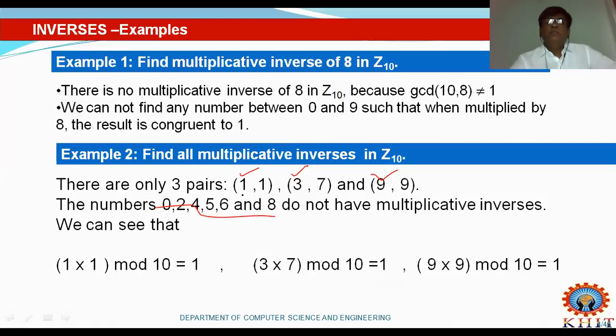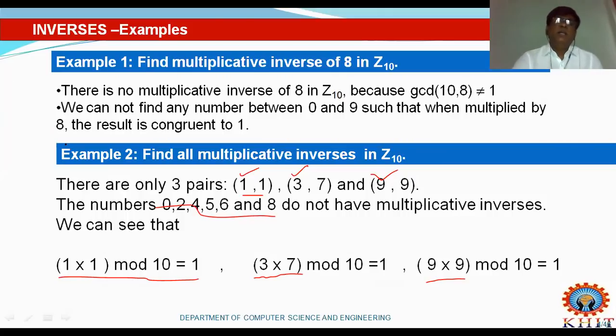Because 1 times 1 mod 10 is equal to 1. Next, 3 times 7 is 21, and 21 mod 10 is equal to 1. 9 times 9 is 81, and 81 mod 10 is equal to 1. So these are the pairs. 1, 3, 9 have the multiplicative inverses 1, 7, 9.